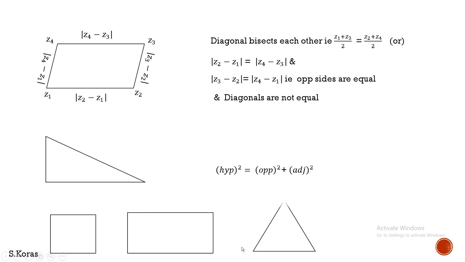Right. In case you want to prove a triangle is isosceles, just find the distance between these 2 points and the distance between these 2 points and the distance between these 2 points. If you want to prove this as an isosceles triangle, then these 2 sides should be equal to one another. In the same way, for an equilateral triangle also you can do it and prove all the 3 sides are equal to one another.